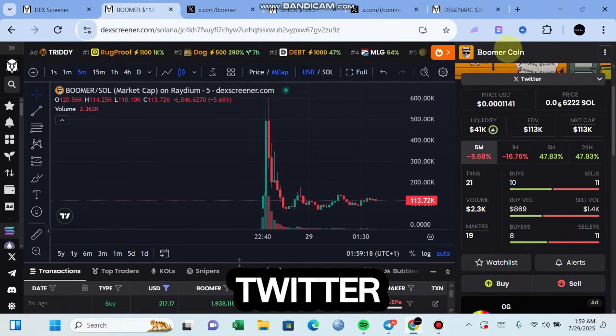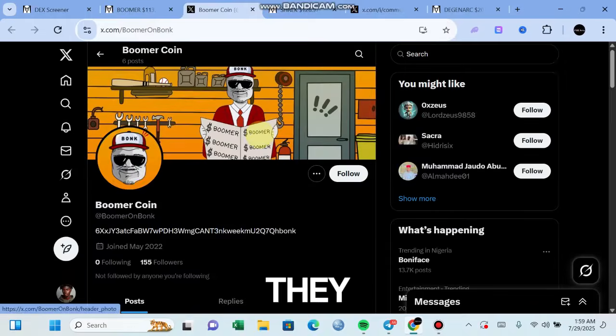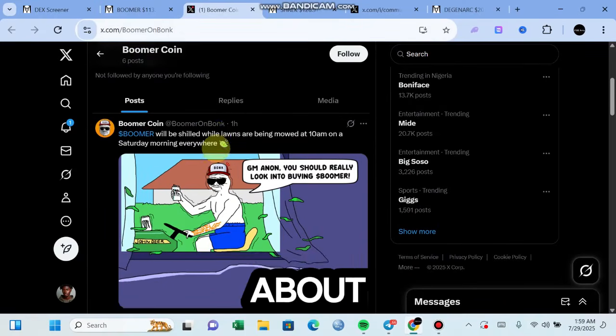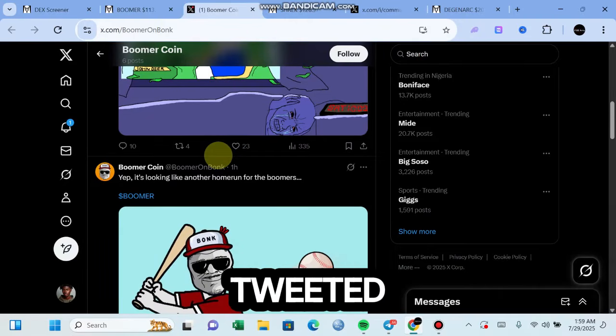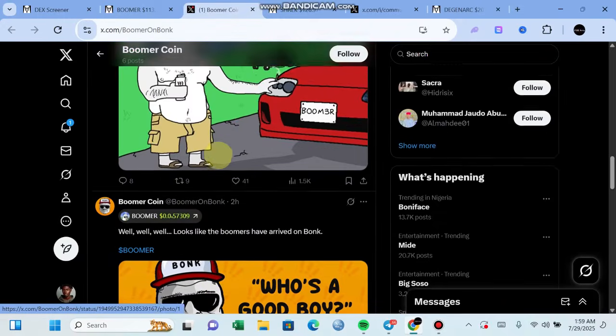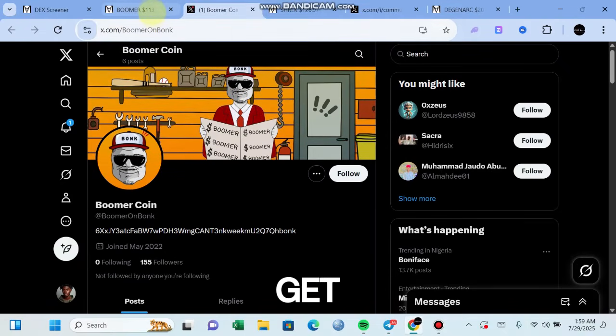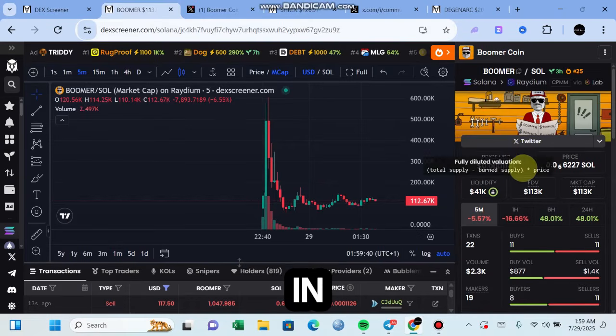And you can also check the Twitter page, which you can check from this particular place, to see if they have an active Twitter account and if there are people tweeting about it. As you can see, the last Twitter participation was about 1 hour ago. You can also search for the CA to see if there are influencers.